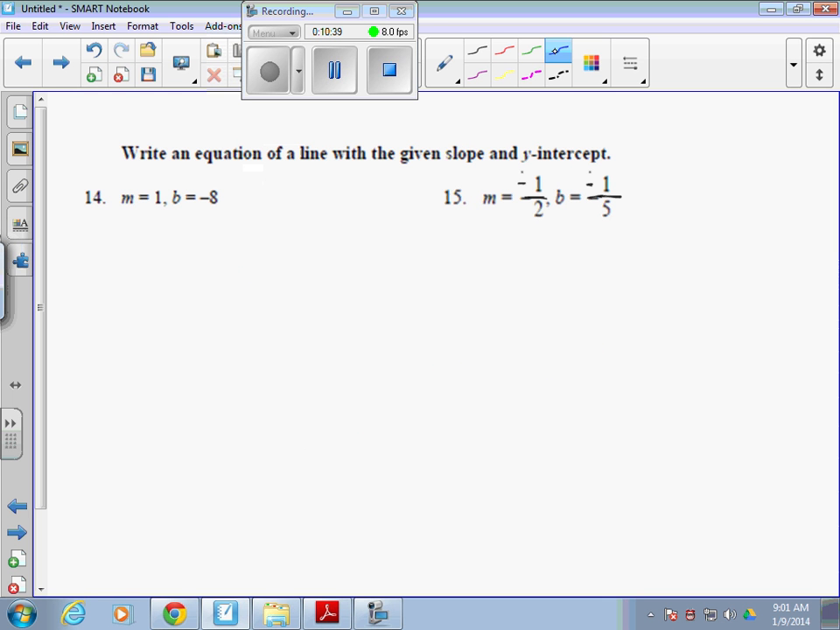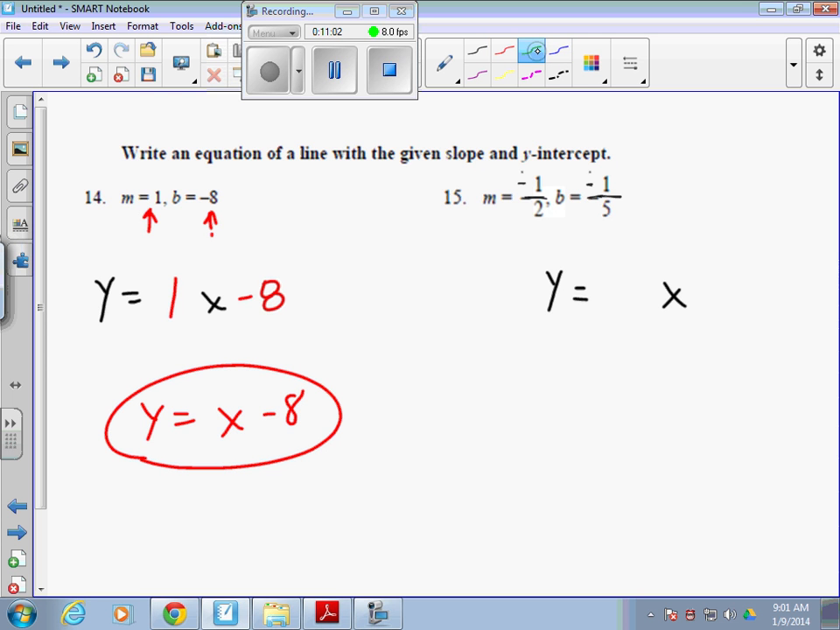Writing equations. M and b is given to you nice and neat. Y equals mx plus b for both of them. We'll do them at the same time. Mx plus b. This is your m value, 1, so 1x, plus b, minus 8. So you can make that look a little neat and say y equals x minus 8.